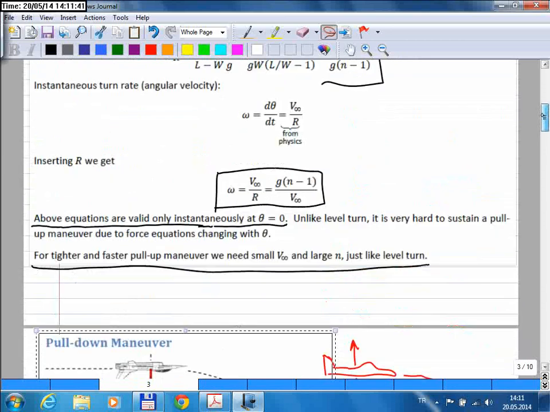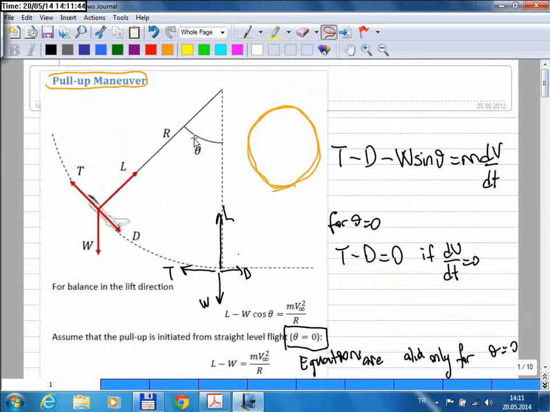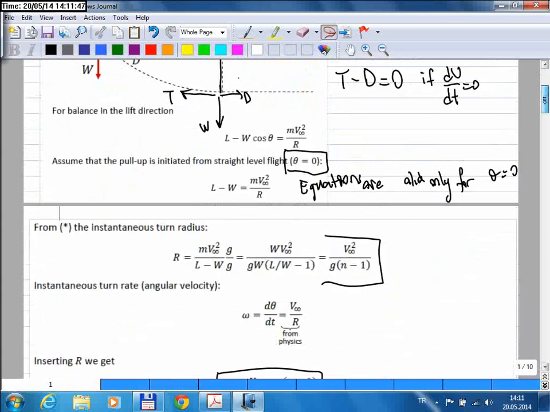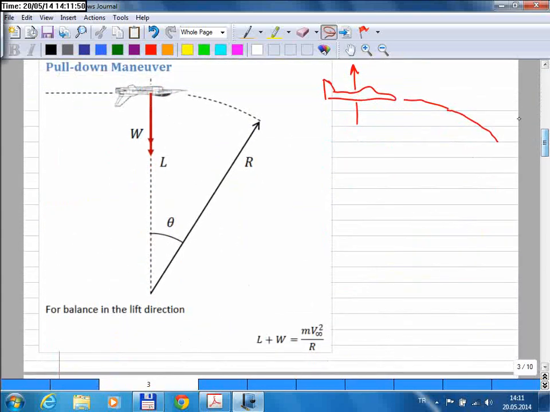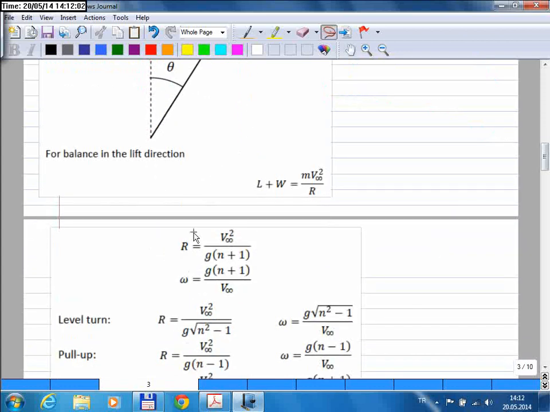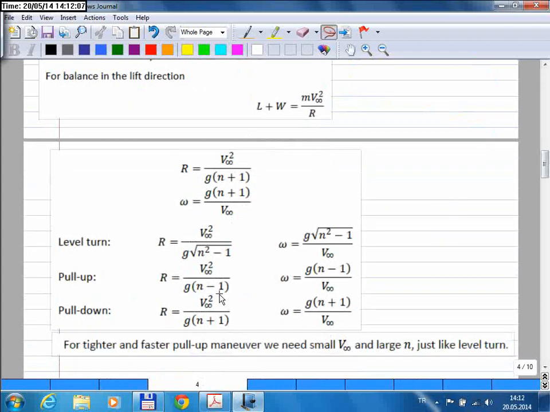If you write the forces, then just like this one, they will depend on the theta angle. You can write them for this instance where theta is equal to 0, and for that case you have this equation, and then from there you can get an expression for the radius of turn and omega. So here on this table you see the collection of the equations for all 3 turning maneuvers. For level turn, these are the expressions for radius and rate of turn. For pull-up maneuver, we have these 2 equations, and for pull-down, the equations are these.